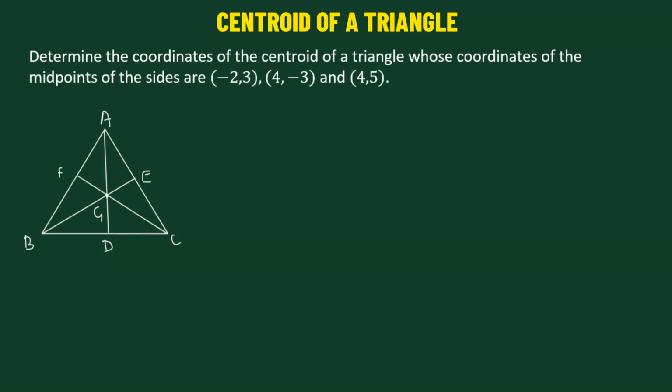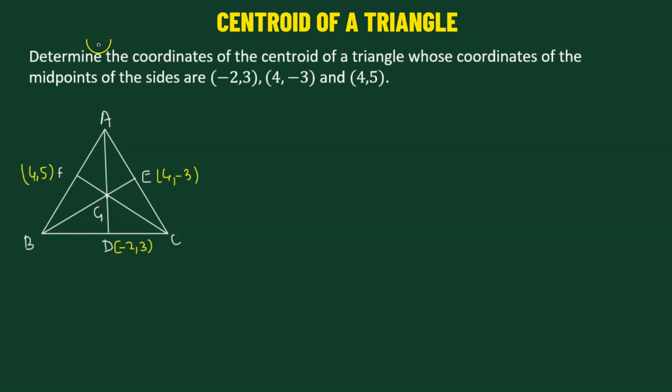And here we are provided with the coordinates of D, E and F. So that means, let's say coordinates of D, that's (-2, 3). Coordinates of E, that's (4, -3). And coordinates of F, let it be (4, 5). Now using this information, we need to find out the coordinates of the centroid.